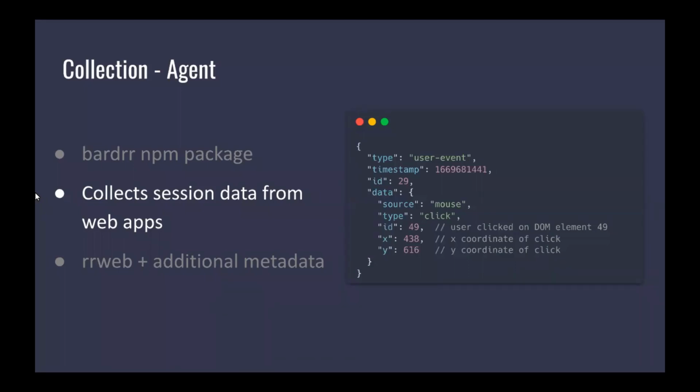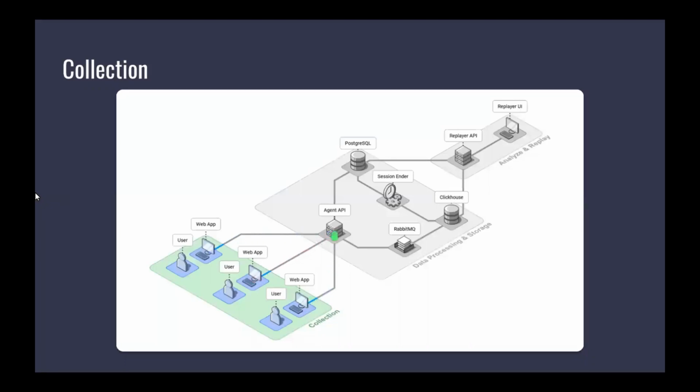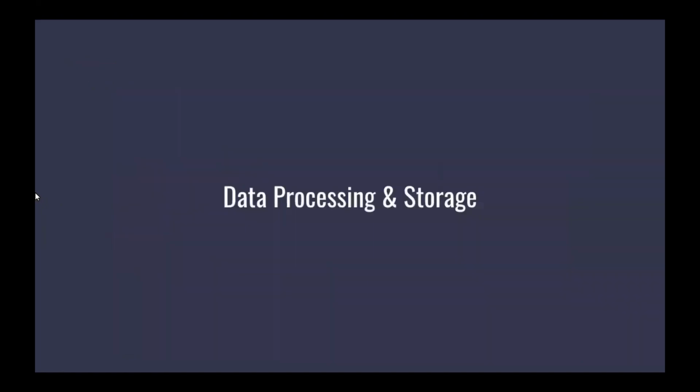Some of the things the agent records are DOM mutations, like adding or removing elements, and user events, like mouse movement, clicks, and scrolling. The agent wraps around RR Web, which functions as the session recording engine, and the agent expands upon RR Web to enable features like data authentication, session persistence, and custom event tracking. So an agent instance will then accompany your web application, with session data being sent back to the agent API.